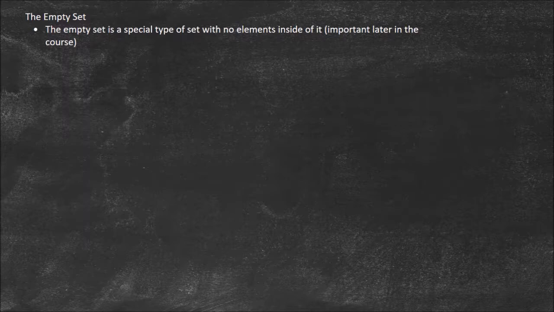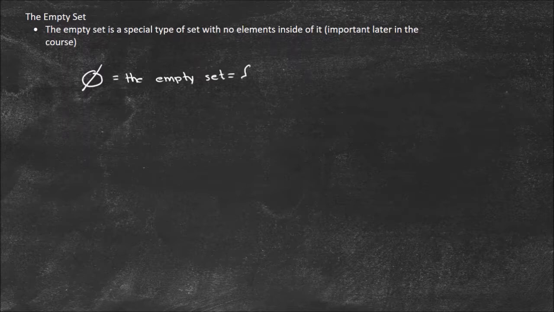The empty set is a special type of set with no elements inside of it. It's important later in the course, and it's important to understand it now so you're ready for later on. The empty set is written by just a 0 with a little line through it. That's the symbol for it. Now let's write it in terms of our mathematical symbol for sets. It looks like this, with nothing inside of it. That's the empty set. It's pretty self-explanatory. It's a set with nothing in it.